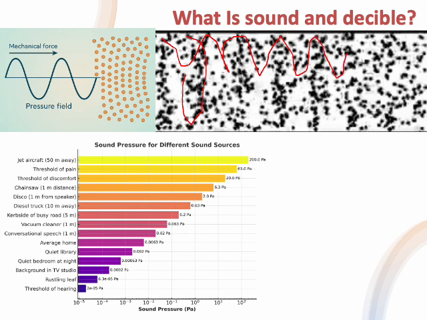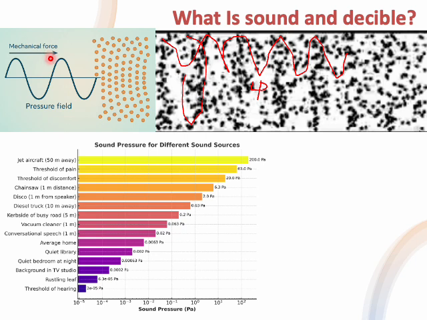In the trough, particles are spread apart, a region of low pressure. These alternating compressions and rarefactions form sound waves that travel through the medium.